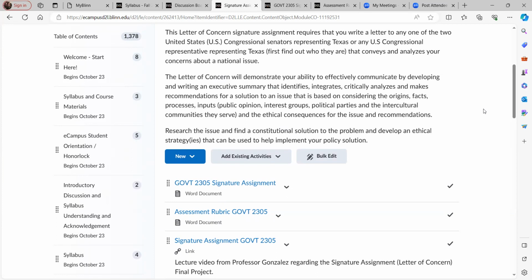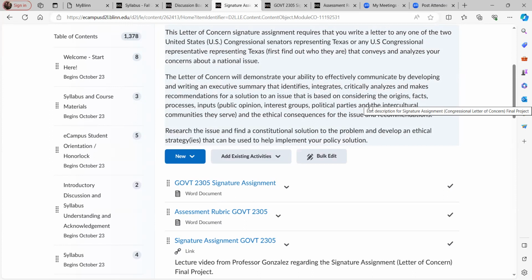Then the second thing you're going to do is pick an issue that you want to write about, and then you're going to come up with an ethical strategy to that issue, right? So again, the letter of concern will demonstrate your ability to effectively communicate by developing and writing an effective summary that identifies, integrates, critically analyzes, and makes recommendations for the solution to the issue, right? So that's what you're going to do. You're going to come up with a solution to this issue. That's the third part, and that is based on considering the origins, facts, processes, input. Basically, the whole purpose of the signature assignment, it's what I like to call a capstone assignment.